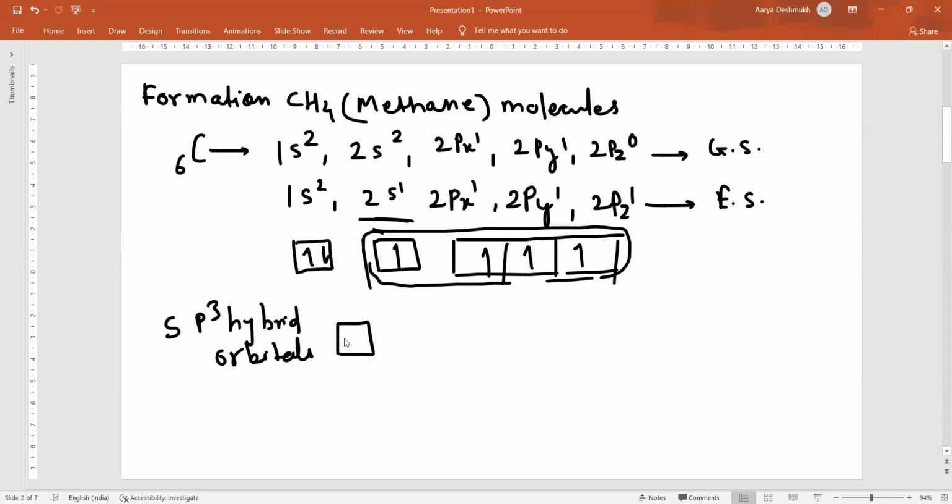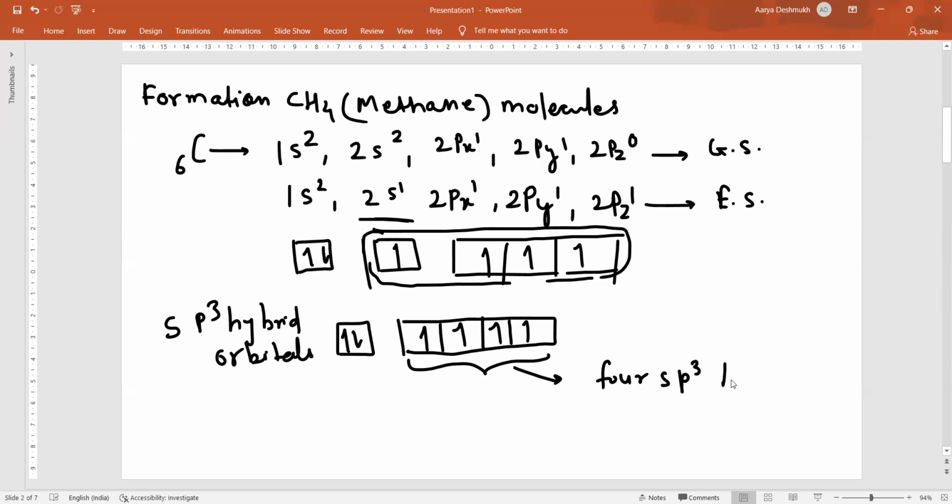So this will remain as it is, 1s2. Then these 4 combine together to form 4 sp3 hybrid orbitals. Each of them has an unpaired electron in it. So what are these 4? These are the 4 sp3 hybrid orbitals. So this is expected to be written.